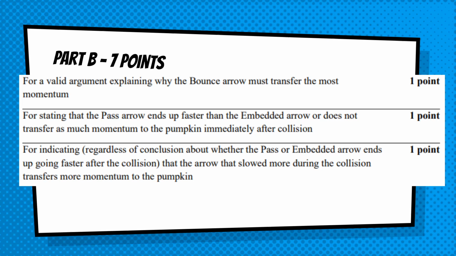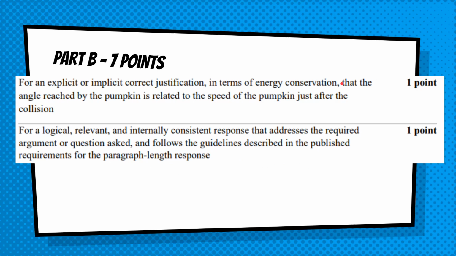All right, guys, let's take a look at the last 2 points, and I do want to address something that was just mentioned as well. But the last 2 points, let's take a look. You get the 6th point for an explicit or implicit, so they can imply it, correct justification in terms of energy conservation, that the angle reached by the pumpkin is related to the speed of the pumpkin just after the collision. If they don't mention energy conservation, they are not going to get that point.